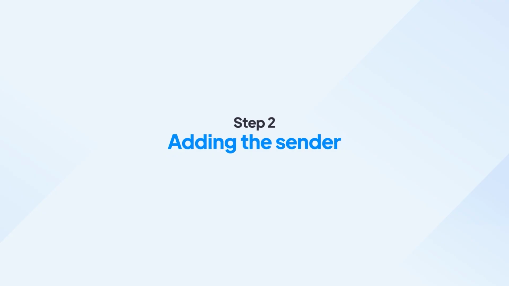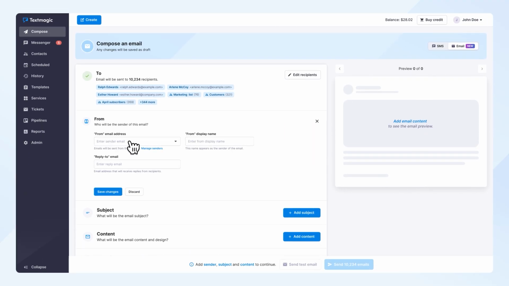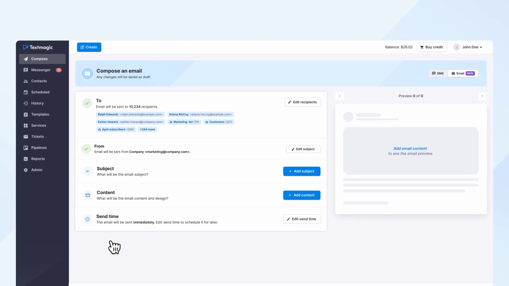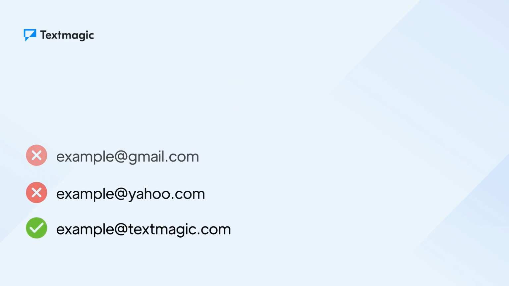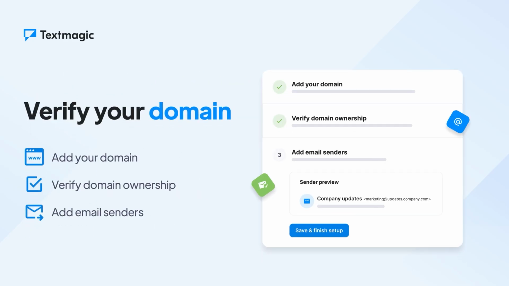Next, add your sender email. It must be linked to your domain. Free providers like Gmail or Yahoo won't work. With Textmagic, you can verify your domain in a few steps and create unlimited sender emails.